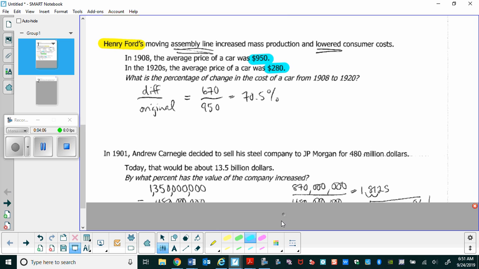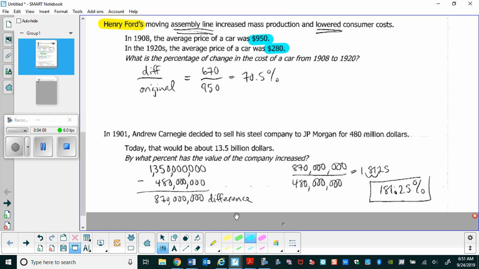All right. You might have already learned about Andrew Carnegie, and if not yet in history, you will be. In 1901, Andrew Carnegie decided to sell his steel company to J.P. Morgan for $480 million. Today, that would be about $13.5 billion. By what percent has the value of the company increased? All I did here was write out the $13.5 billion, and then the $480 million here. If we subtract, we can see that there's a difference of $870 million.